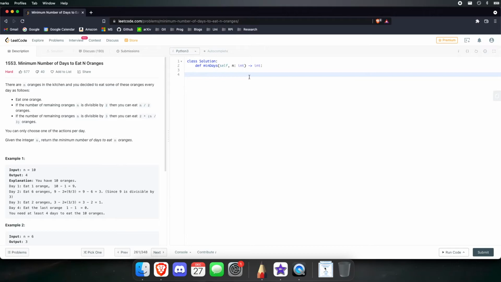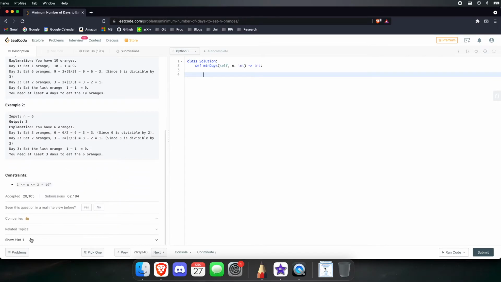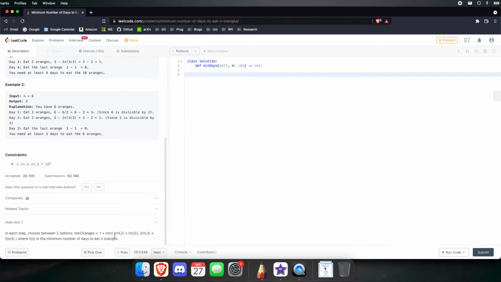Now this is pretty straightforward, and also something I want to point out is that this problem actually has a hint, and it's the most straightforward and informative hint I've ever seen. Because if you've done any dynamic programming questions before, you understand how to fully answer this question just by the first hint.